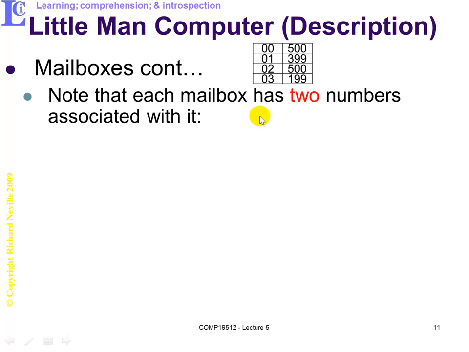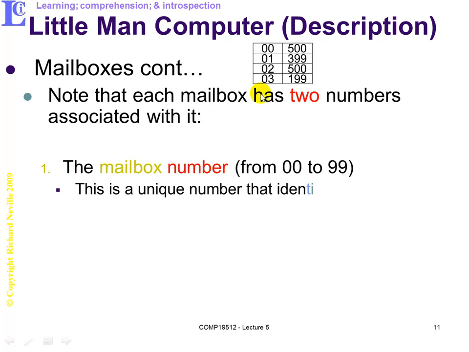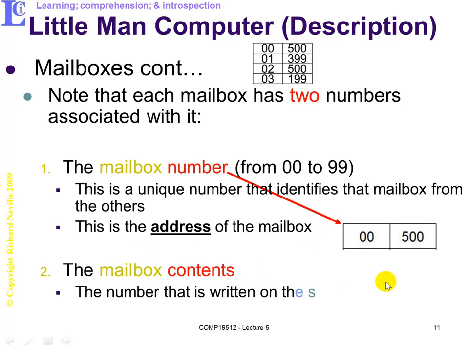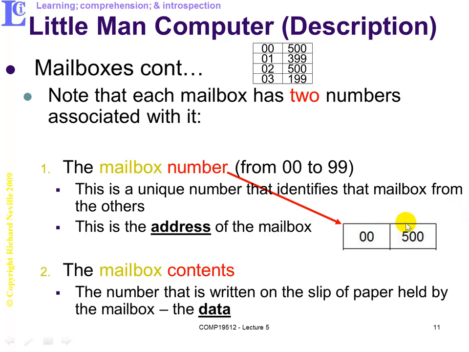So let's look at this in a bit more detail. We've got 2 numbers associated with a mailbox. The first one on the left is the mailbox number or address. It specifies an address in a particular location. This address, in this case, is the address of mailbox 00. The other item in a mailbox is the mailbox content, which we can view as data, which we don't know yet is either an instruction or real data that the instruction is going to process. The 3-digit code on a piece of paper is the data.